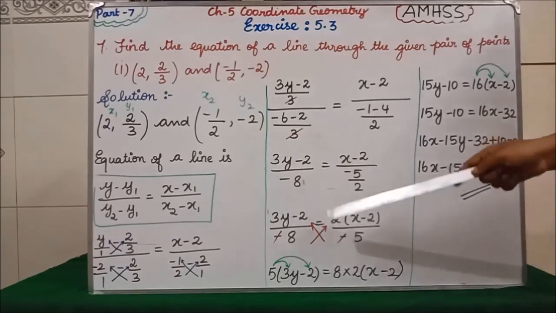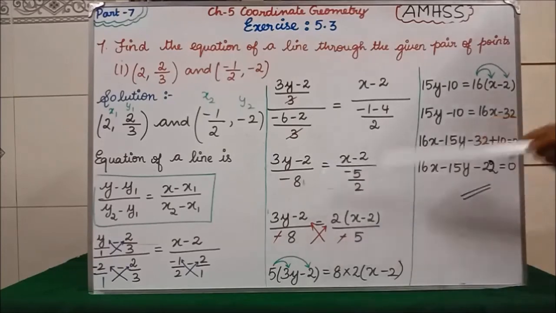Clear? So 5 3s are 15y, 5 2s are 10 is equal to 8 2s are what? 16 x minus 2. Okay, now take this 16 inside. 16x minus 16 into 2 is 32. 15y minus 10 you write as such.